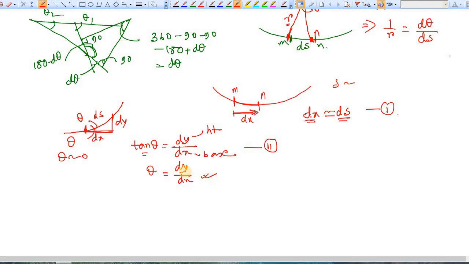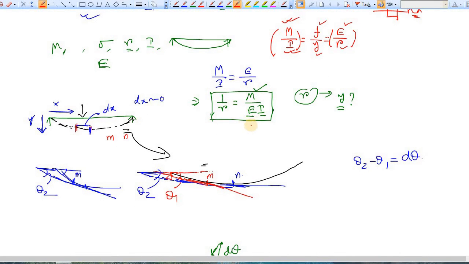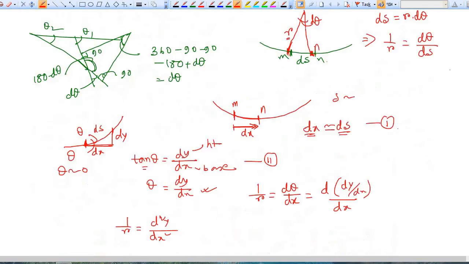Okay, so what is now 1 by r? 1 by r is now d theta by dx. Instead of ds we are writing dx, and theta is dy by dx, so d of dy by dx, by dx. That means 1 by r is d2y by dx2. That means second order derivative of deflection, that is y. Again, 1 by r is M by I, M by EI.